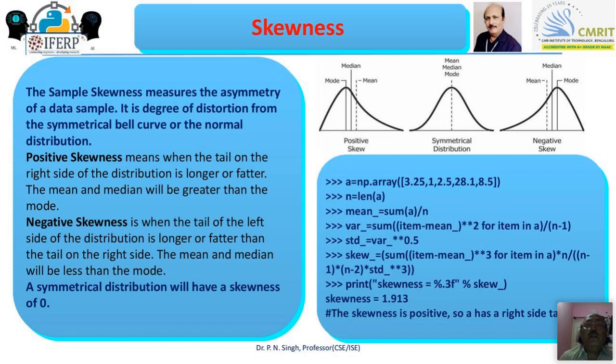If all three values come out this way, we can say positive skewness means the tail on the right side of the distribution is longer. Negative skewness means the tail on the left side is longer or fatter than the tail on the right side. A symmetric distribution will have a skewness of zero. Here you have taken the numbers 3, 4, 5 and are computing the skewness. The skewness formula is given here, how to compute it, and finally it displays the skewness. It is 1.913 for all these.